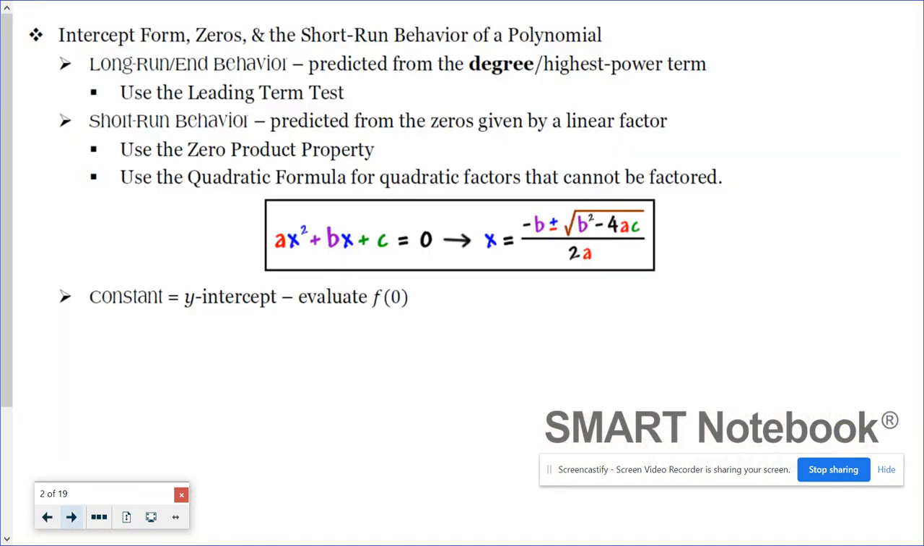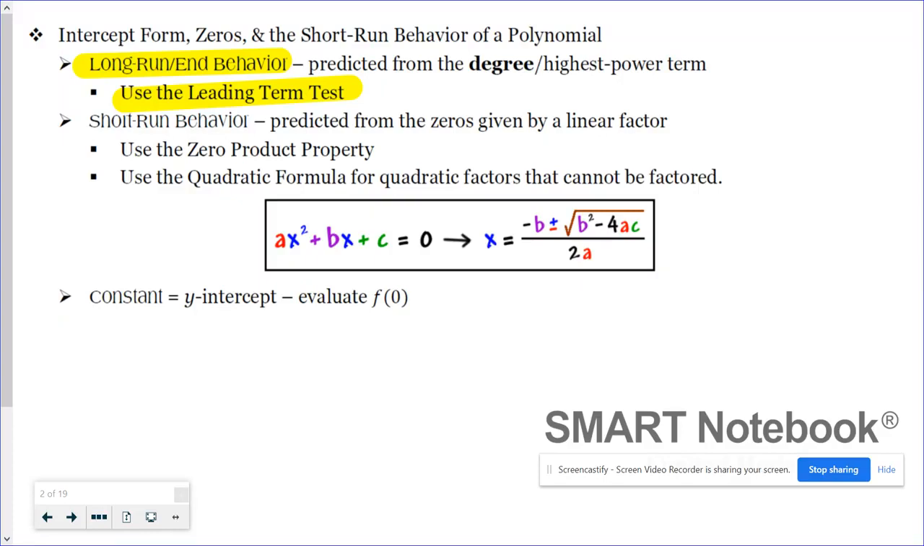So let me remind you of these things, because the truth is we have done this. We're just putting it all together in this lesson. So when it comes to the long run, which is the end behavior of a function, we need to determine the leading term of the polynomial, and then we can use our leading term test. Now you may need to go back and look at the leading term test in an earlier lesson. 11.2 is where we did leading term test. But perhaps you have it memorized. That makes it easier for sure.